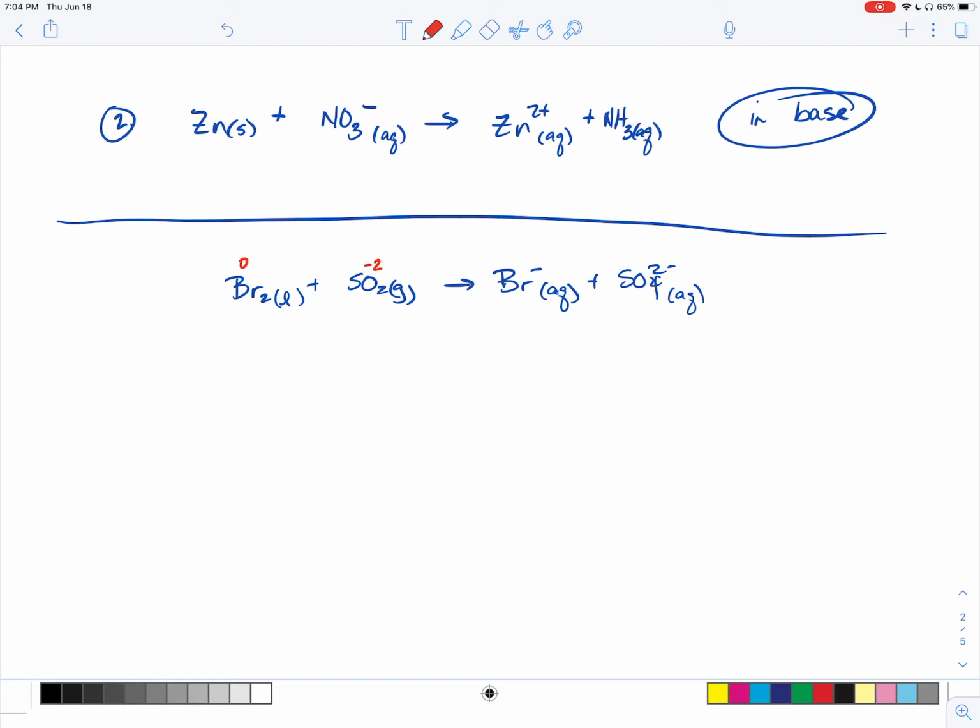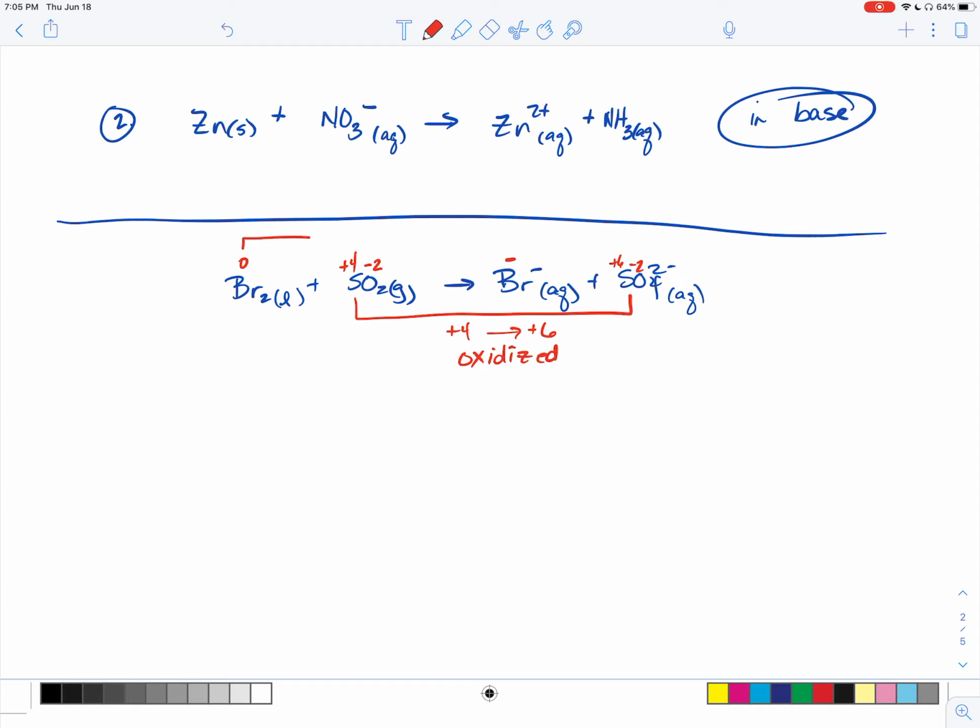Oxygen here is -2. There are 2 of them, a -4 total, so that means sulfur must be +4 to make that sum up to 0. We've got bromide here, which is -1, and then you have -2 for oxygen in SO4 2-. That means -8 for all of the oxygens total, and since the whole thing sums up to -2, sulfur must be +6. So we see that sulfur goes from +4 to +6. That's oxidized.